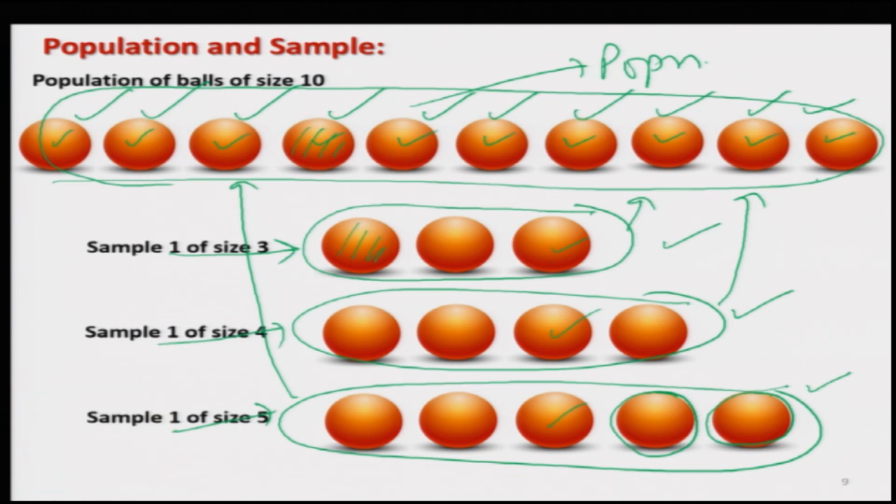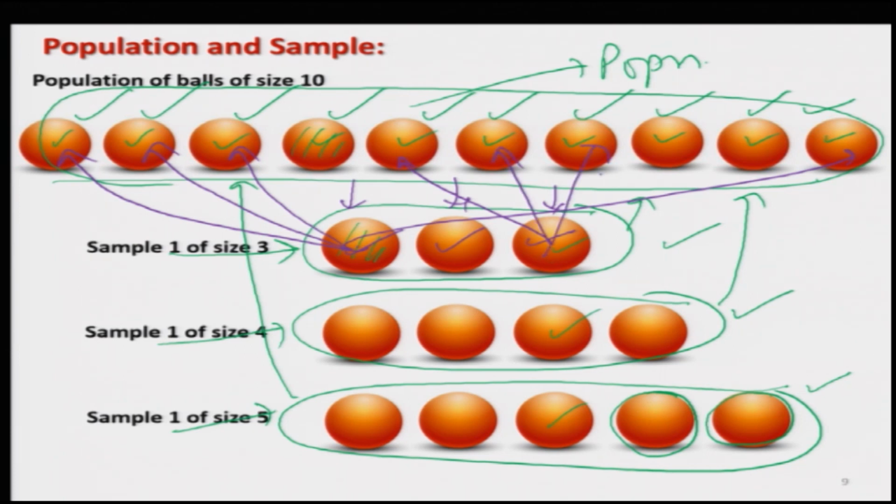Now, I am taking here a sample. Can you tell me by looking at these three balls which ball is this one, this one, this one, this one or this one, and same is true for whether this ball is this ball or this ball. I do not know and I cannot even know.